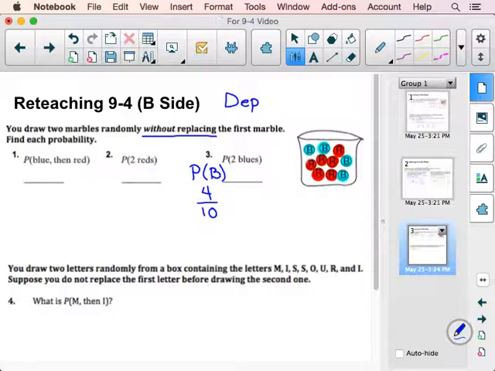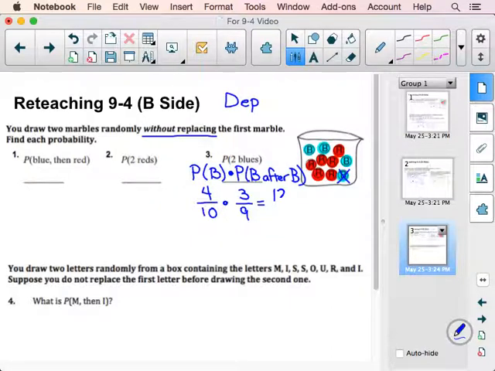Then we're saying we're not replacing what we've picked first. So we're going to assume we picked what we wanted, which was a blue, and we're going to keep it out of there. So I'm going to X it out. Now we want to find the probability of getting our second blue. The way we write that is getting a blue after we've already taken out a blue. So the probability of getting a blue now is only 3 out of 9, because we've taken out 1 blue marble, leaving us with 3. And since we took out a marble, that leaves us with only 9 in there.